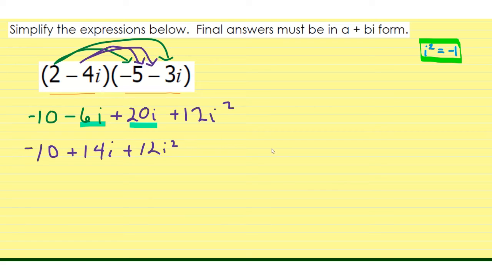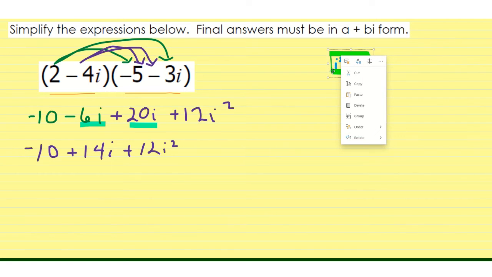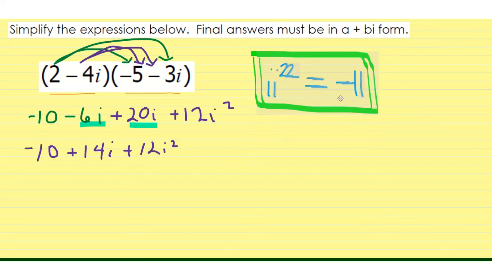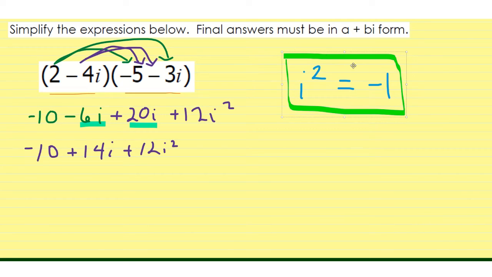Now, if that were an x term, we would deal with it a little bit differently, but it is not an x term. So we are going to go over here and look at our handy dandy little math factoid, which says that i squared is equal to a negative 1. So where there is an i squared, we are going to substitute in the negative 1. So we will rewrite this as negative 10 plus the 14i plus the 12, and there's that i squared. I'm going to substitute in the negative 1.